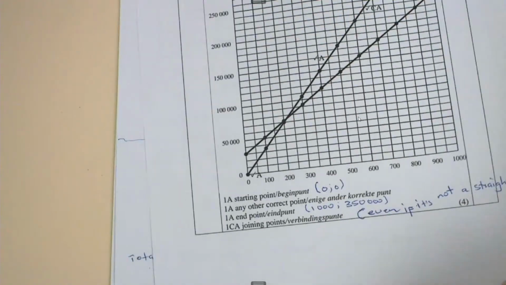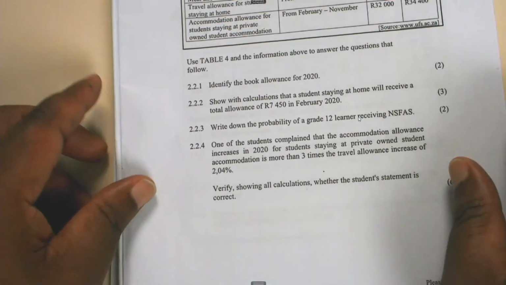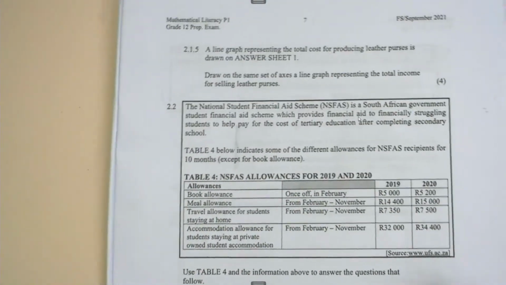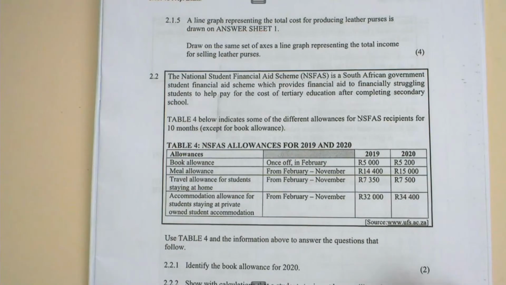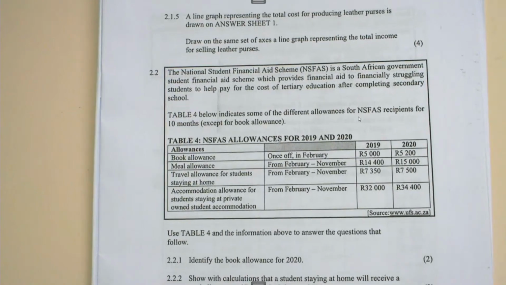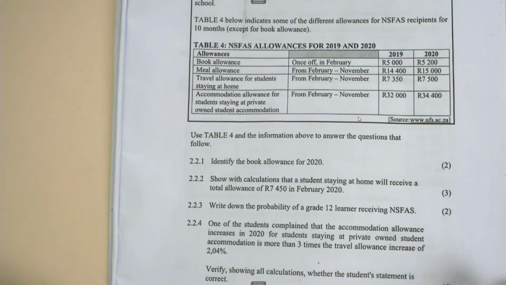Right, 2.2. Now, the information is given to you. The National Student Financial Aid Scheme, NSFAS, is a South African government student financial aid scheme which provides financial aid to financially struggling students to help them. That is the information which is given to you. I'm looking at the time, colleagues. Time is against me.